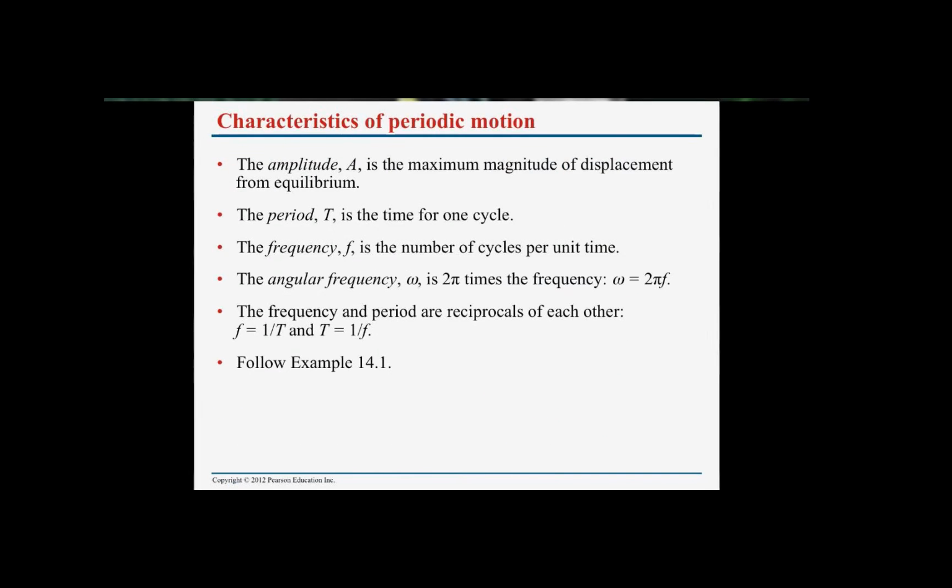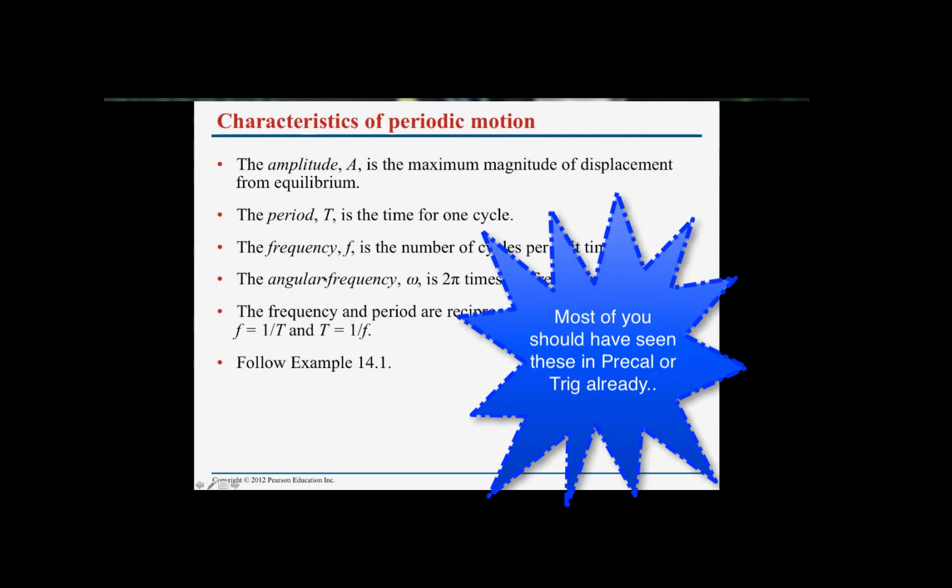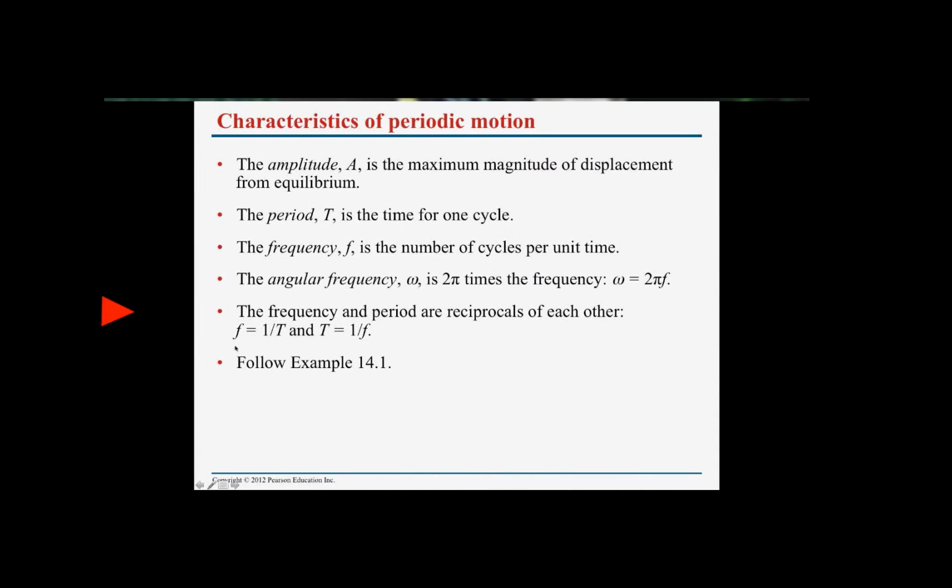Good. So these are all terms you should be very familiar with by now. We did it in another chapter, but amplitude is how high it can go from the main line, and then how low. The period is the time for one cycle. Frequency is the number of cycles per unit time. Angular frequency is 2 pi times the frequency. And the relationship between frequency and period is that they're reciprocal to each other.